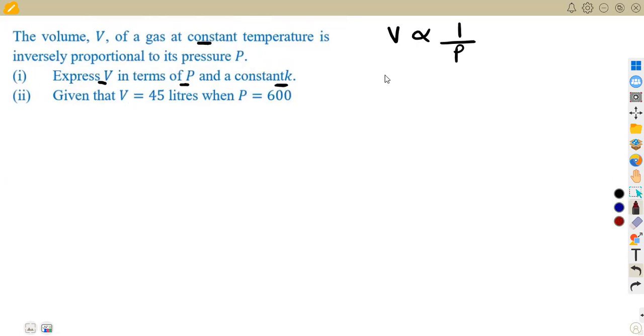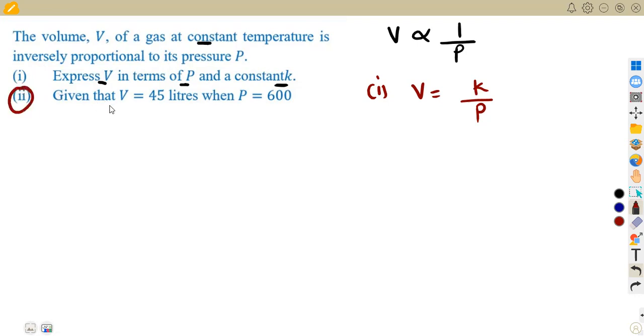We are simply going to substitute, in this case, the information, introduce the constant and equal sign at the same time. So that means V is equal to K over P. Remember, inverse variation, K, you write it on top. So it's going to be K over P. That was the question there.